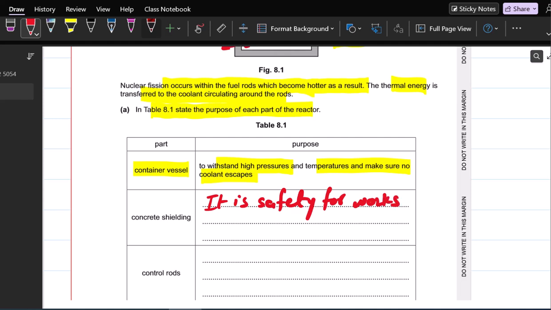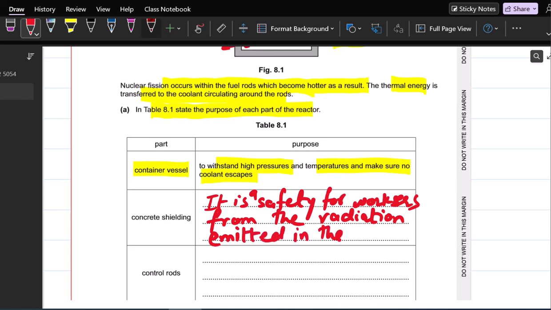It is a safety for workers from the radiation emitted in the core of the reactor.